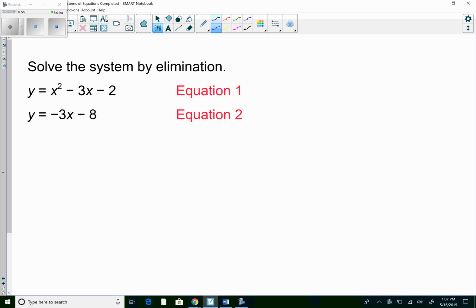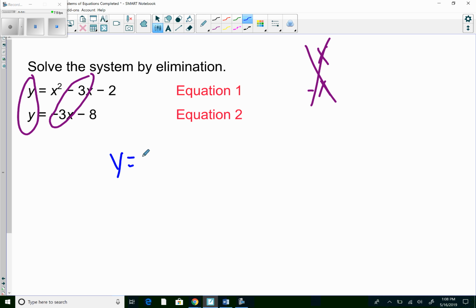Remember, when we did elimination back in chapter 3, we were trying to figure out how to get rid of a variable. So if we had positive x, we wanted to get negative x so we could cancel them out. Here it's kind of the same situation. We are trying to get rid of any one of these variables. And if you notice, we've got -3, -3, we've got y and y. So this one's going to work out really well for us.